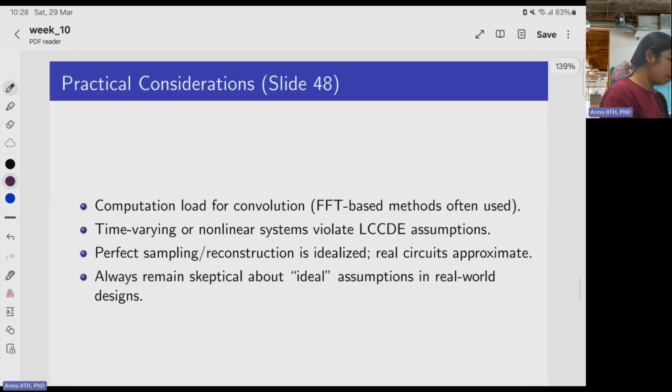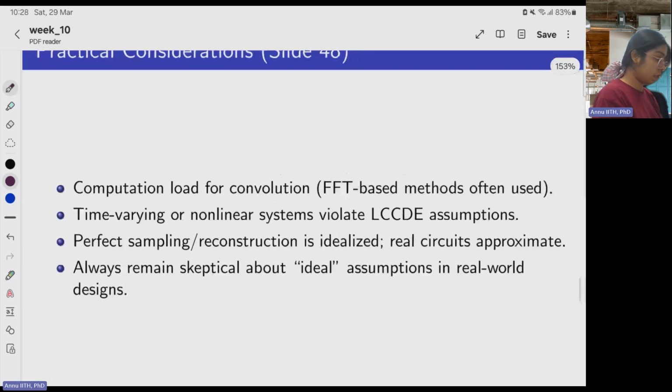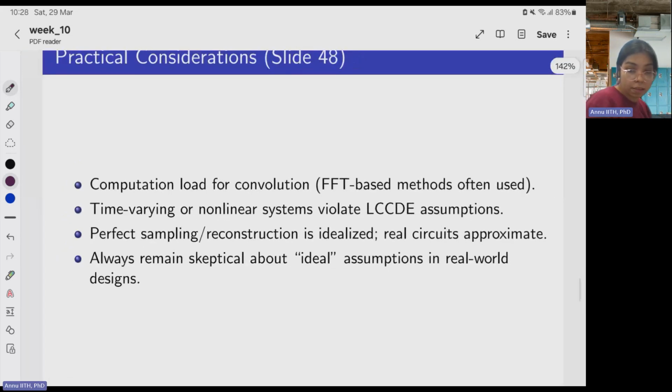So practical considerations, which is, FFT-based methods are often used. Time varying or non-linear system invalidate this assumption. Perfect sampling and reconstruction is idealized. Real circuits approximate. Always remain skeptical.